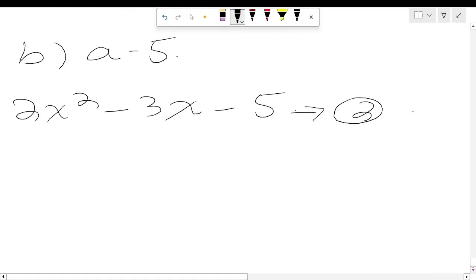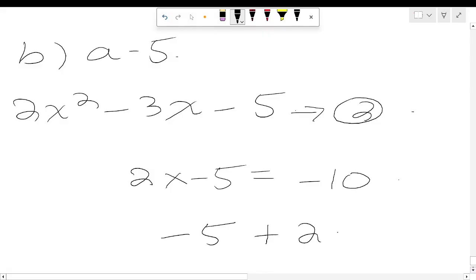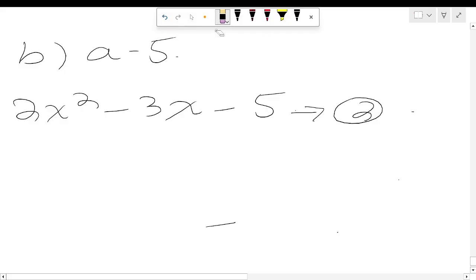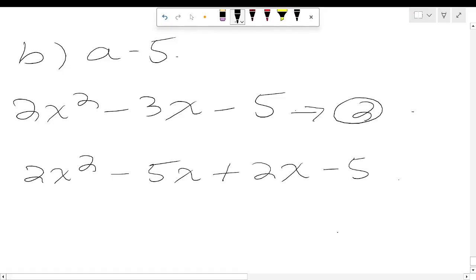So here the coefficient of x square is 2. So if we multiply 2 with negative 5, we will get the resultant of negative 10. So now we need to find the factors. So the factors will be negative 5 and positive 2. So we will place them into this quadratic expression. So then what I will do is I will write 2x square. It will be subtracted from 5x, then added with 2x subtracted from 5.